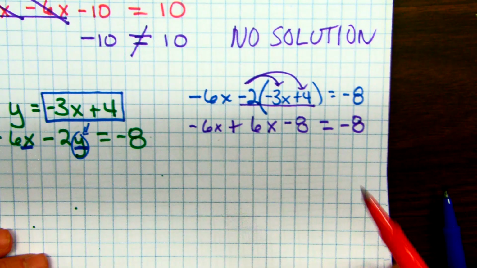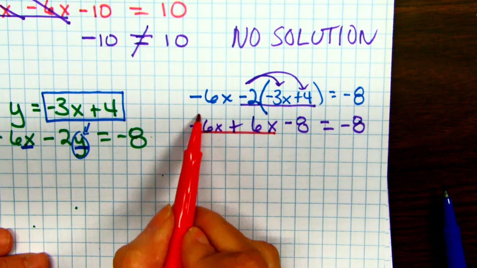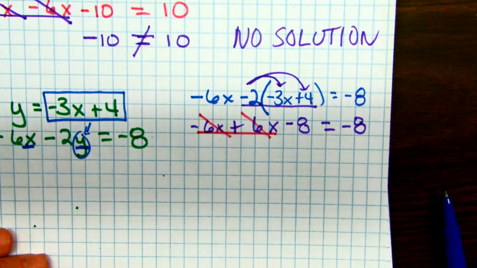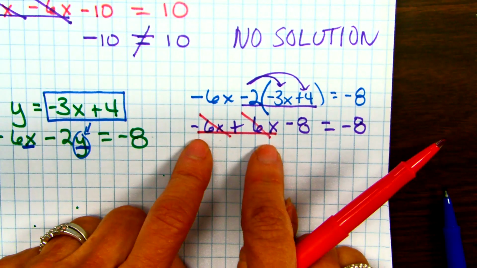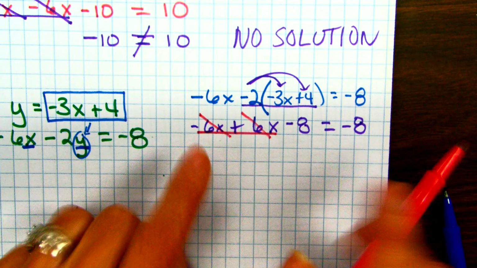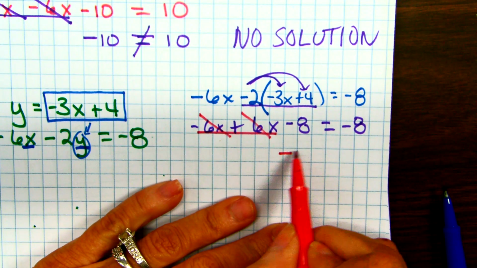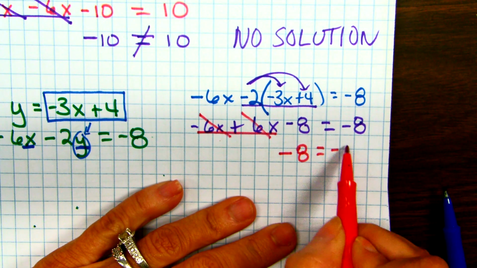All right, combine like terms on the same side. Again, they cancel. It's a coincidence, by the way, that it ended up being 6x and negative 6x. It could be any number, but they're opposites. That equals no x. Look at what you have left. Negative 8 equals negative 8.